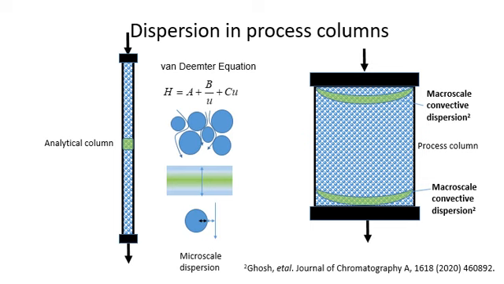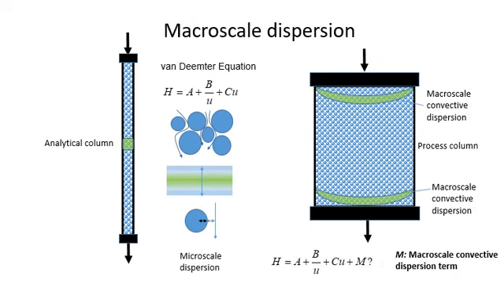How do we factor in such column-related dispersion effects? One possible way is by modifying the Van Deemter equation by adding an additional macroscale convective dispersion term, as shown in this slide. However, if the macroscale convective dispersion term is dependent on parameters such as the superficial velocity, we would have to find out the exact nature of such dependence and factor for it.